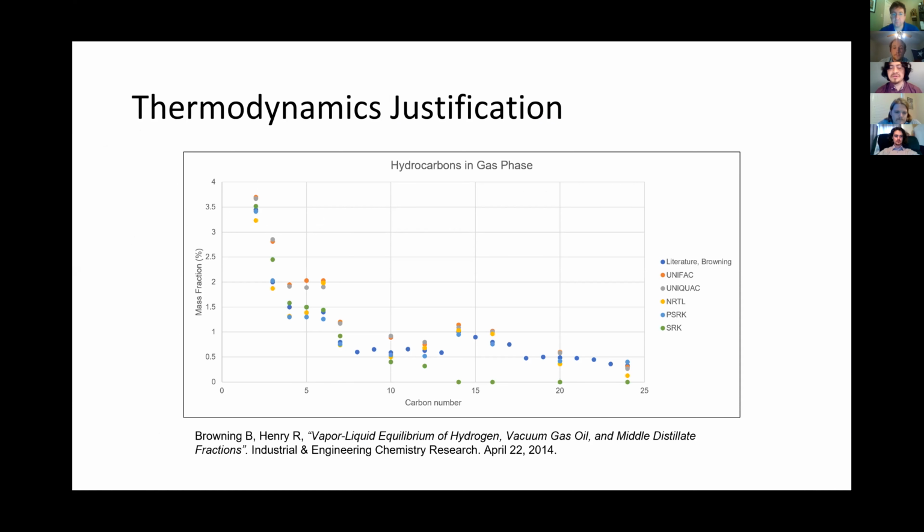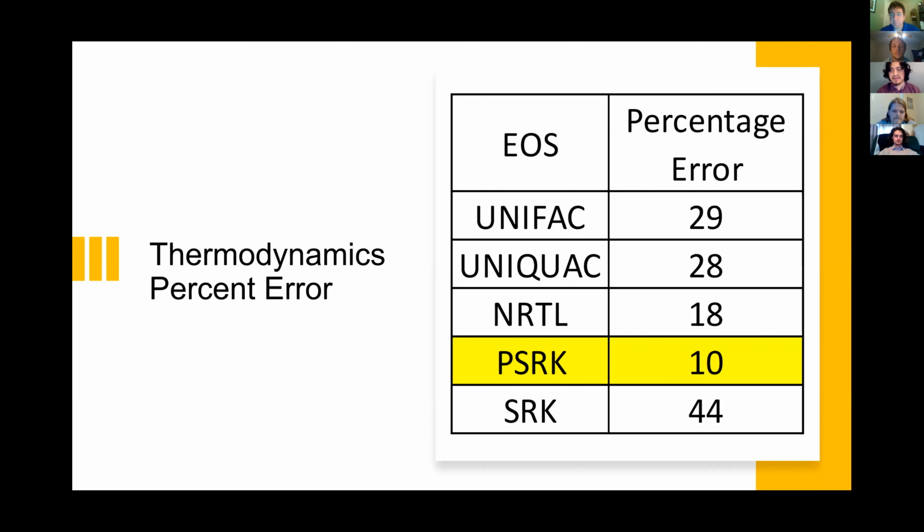So this is just the thermodynamics justification. Since we're working in the vapor phase, we graph the hydrocarbons in gas phase. And this is the graph that we received with the mass fraction and the carbon numbers. You can go to the next one. And since it's hard to tell from that graph, I decided to do a percentage error, and the PSRK had the lowest error with only 10%. So that's what we did our whole model in.